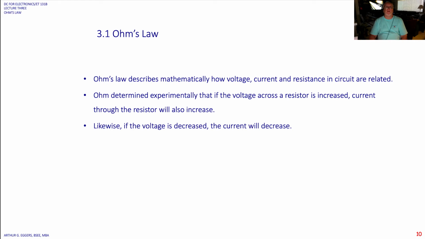So Ohm's law describes mathematically how voltage, current, and resistance in a circuit are related. Ohm determined experimentally that if the voltage across the resistor is increased, the current through the resistor is also increased. Likewise, if the voltage is decreased, the current will decrease. So these are the first three fundamental things that we need to make sure that we fully understand about Ohm's law as we start progressing through this chapter and through the rest of the course.